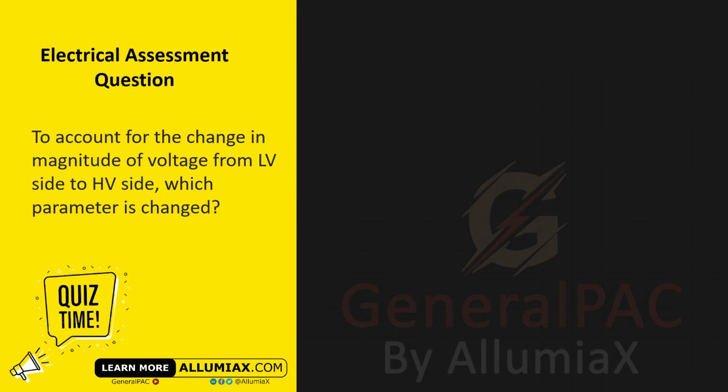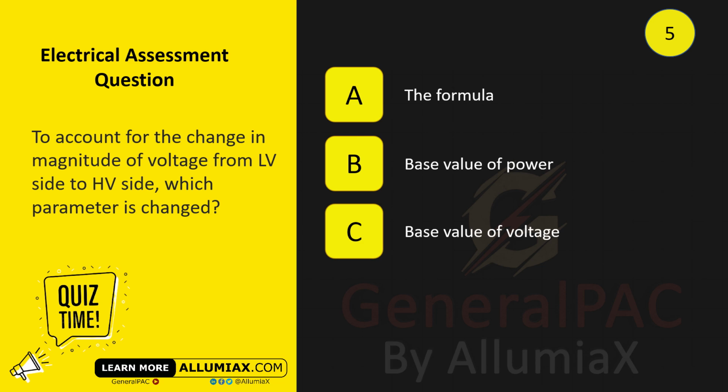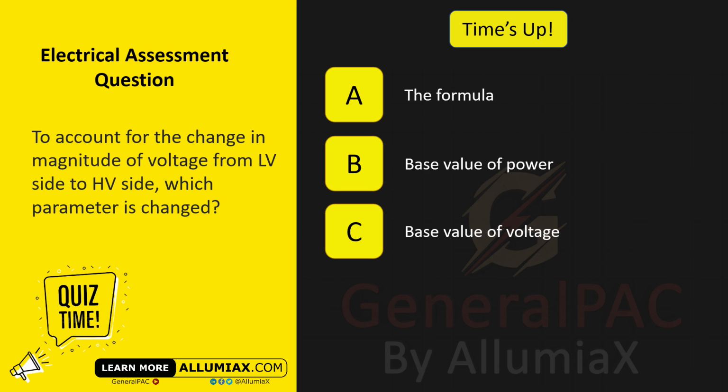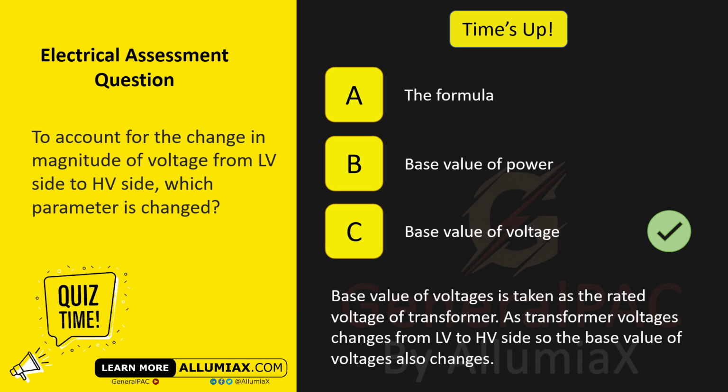To account for the change in magnitude of voltage from low voltage side to high voltage side, which parameter is changed? A. The formula. B. Base value of power. C. Base value of voltage. Time's up. The answer is C. Base value of voltage. Base value of voltages is taken as the rated voltage of transformer. As transformer voltages change from low voltage to high voltage side, so the base value of voltages also changes.